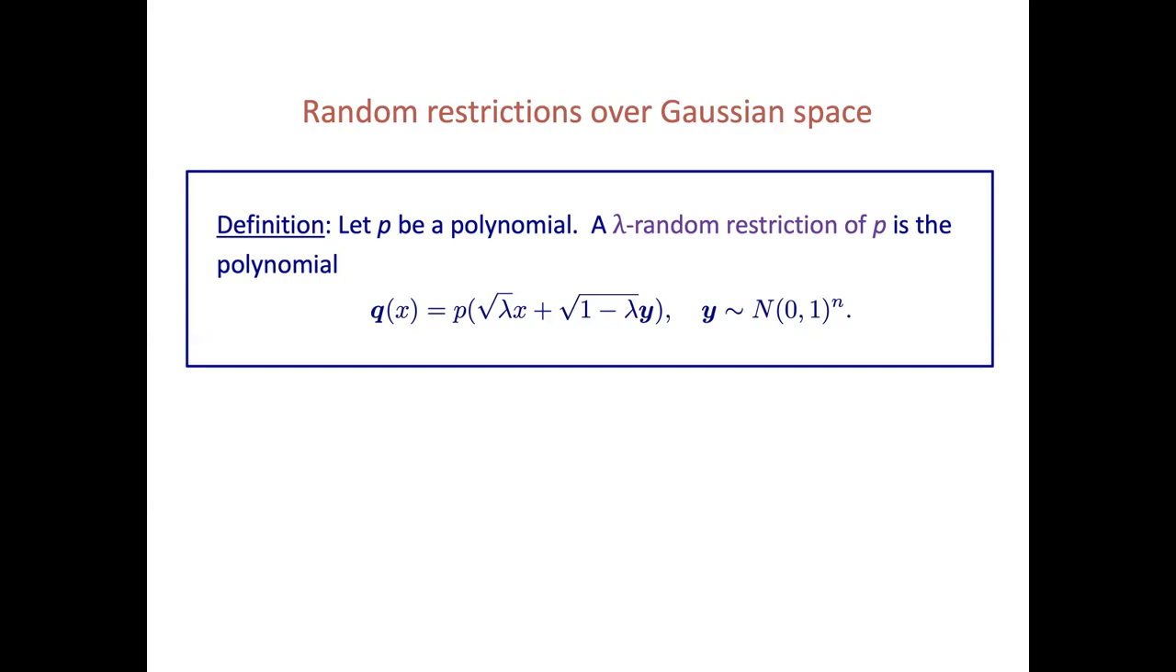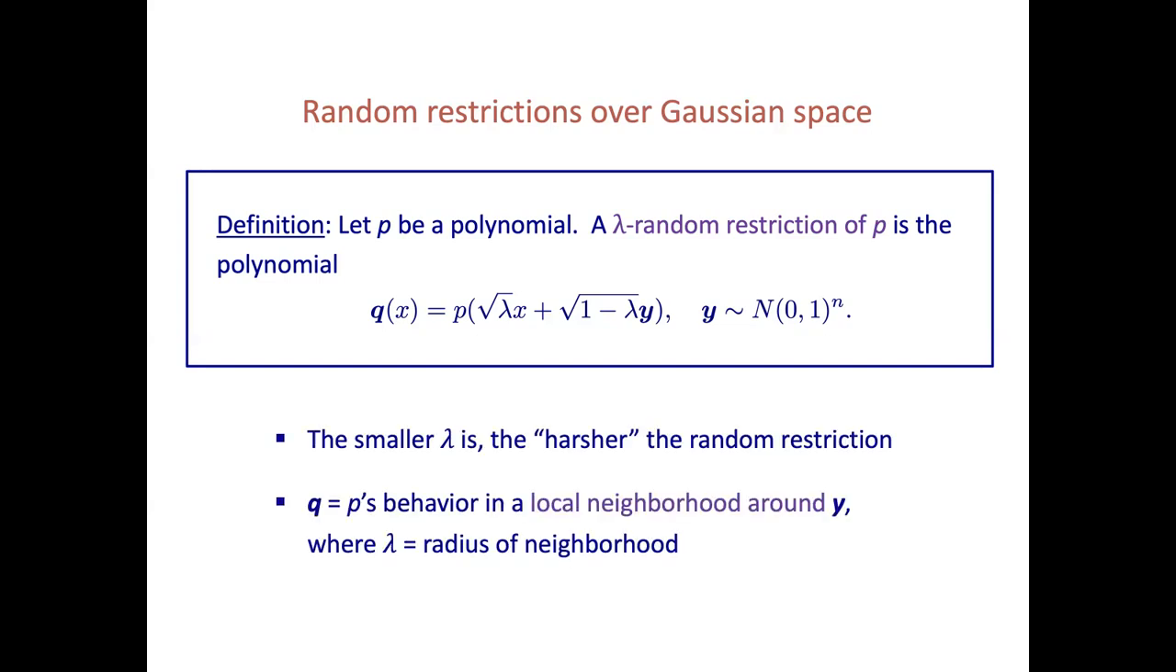And I just want to make a couple of observations and remarks about this definition. One is that the smaller lambda is, the harsher the random restriction is. We can think of lambda as corresponding to the star probability in a Boolean random restriction. It's the analog of a star probability in a Boolean random restriction. And here indeed, the smaller lambda is, the more of y we are feeding into P, and hence intuitively, the harsher the random restriction is.